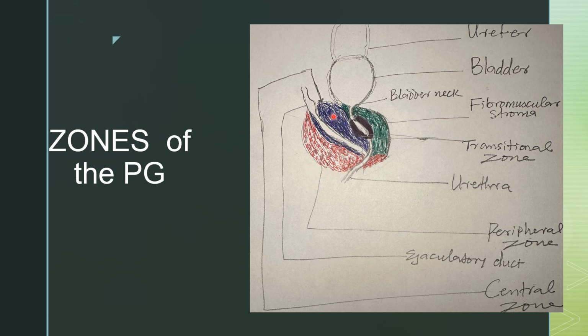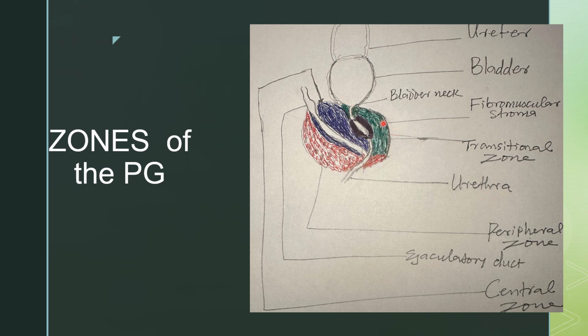So this is the prostate gland. This is the posterior part. The rectum is supposed to be somewhere here, and this is the anterior part. You can see the ureter coming from the kidney, dumping the urine in the bladder. The bladder is a sac, and here is the bladder neck. The urethra is going through.